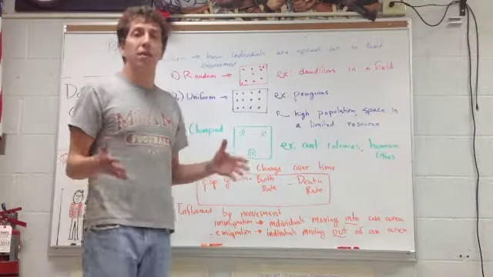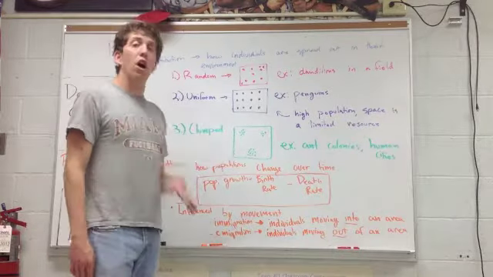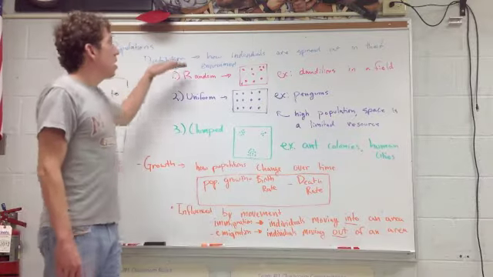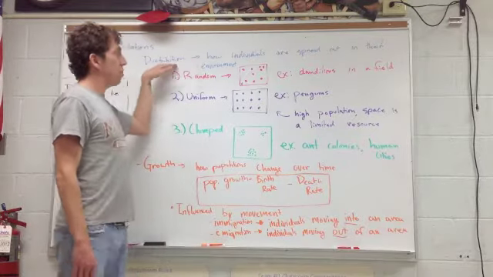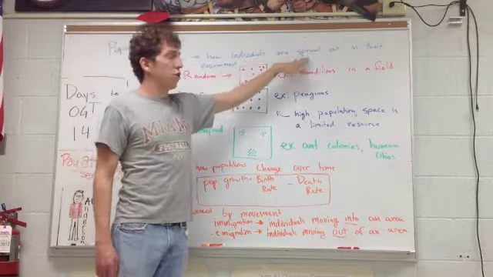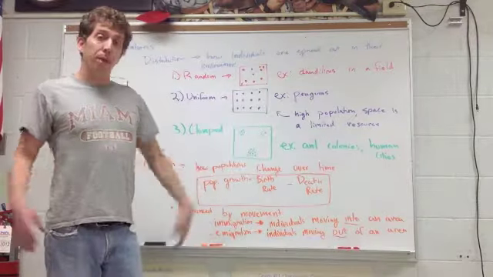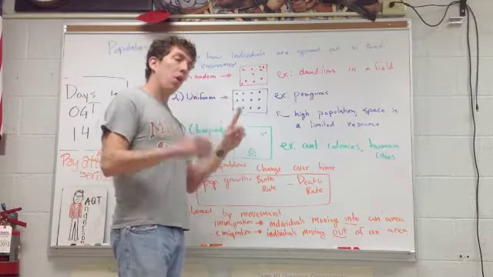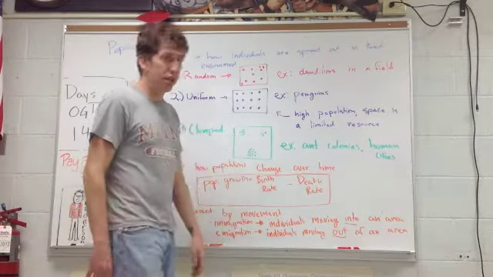Okay, so like we said, the first thing we want to do when we talk about populations is talk about how they're distributed. Population distribution is how individuals are spread out within their environment compared to one another. Remember, we're only looking at one species. That's what a population is.